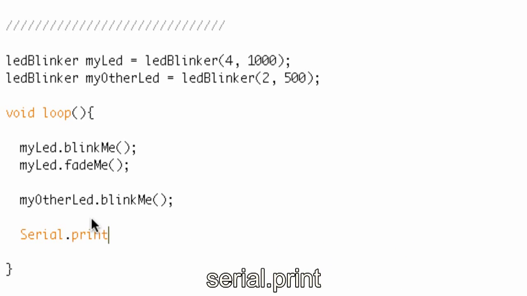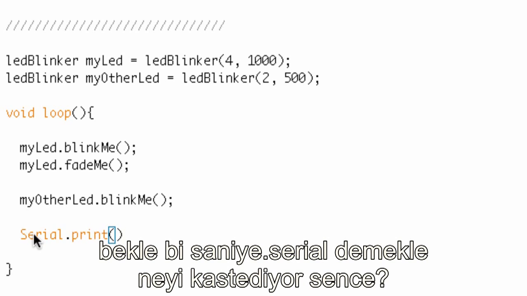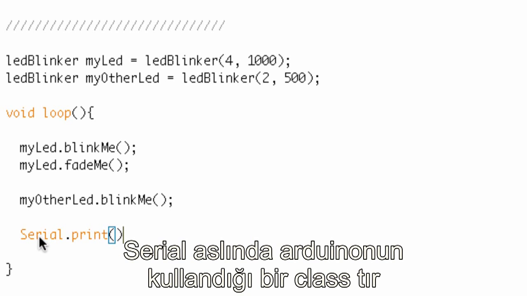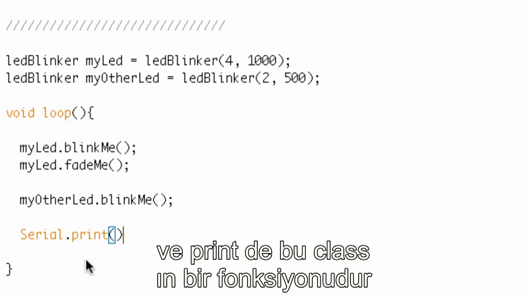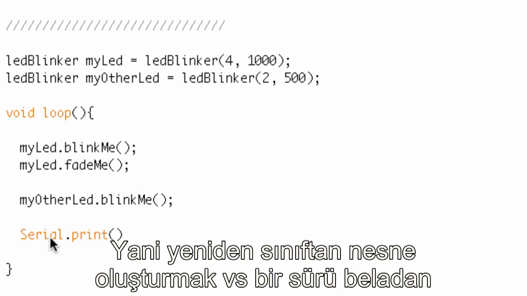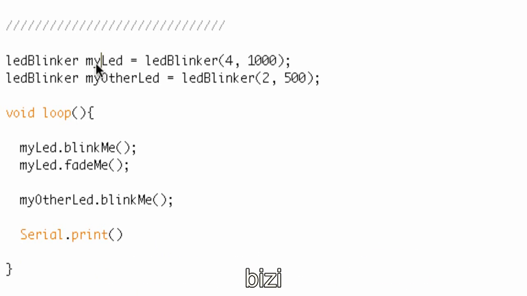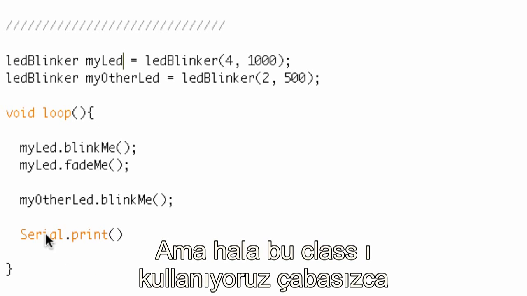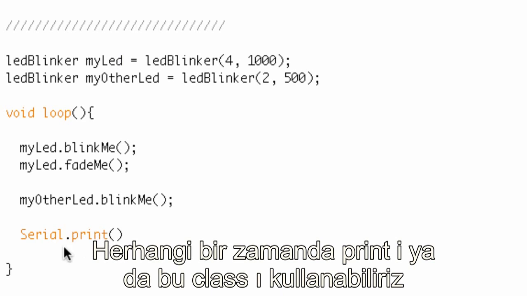Serial.print? Well, wait a sec. What do you suppose this says? Well, Serial is a class that Arduino uses, and print is a function of that class. All right. Now, Serial is built in. The Serial class is built into the Arduino IDE, so you don't have to go through all the trouble of creating an instance of the class. But you're still using that class. All right. Anytime you use the print, or anytime you use that Serial library.